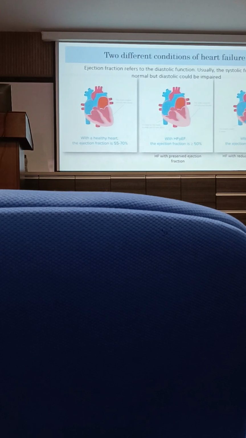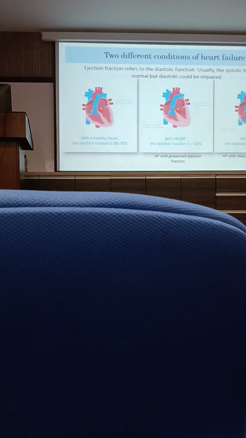Okay. So there are two different conditions of heart failure. This is a clinical description of heart failure. We refer to it as ejection fraction. So ejection fraction refers to a diastolic function. Usually in heart failure, the systolic function, the contractility, is normal, but the diastolic, meaning the relaxation of the heart, could be impaired.